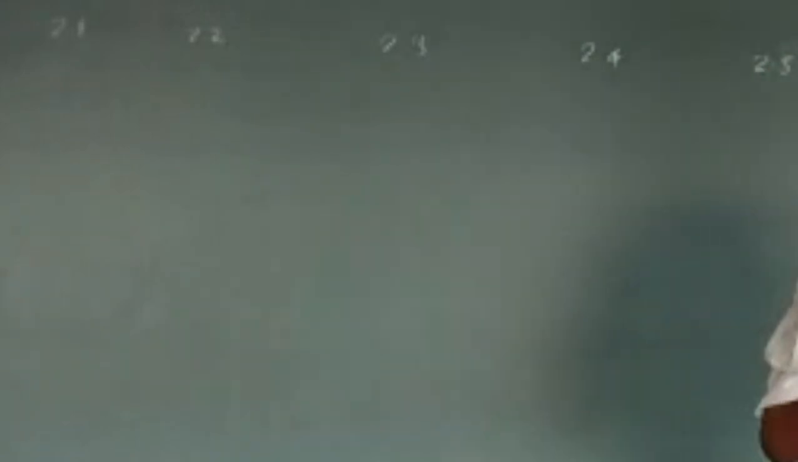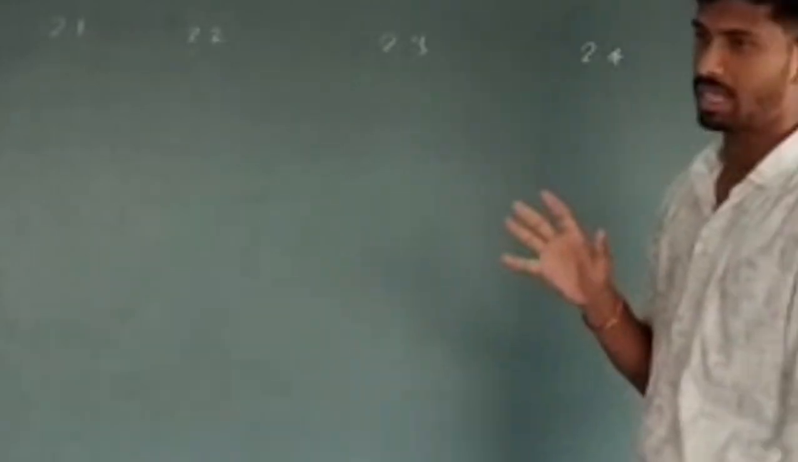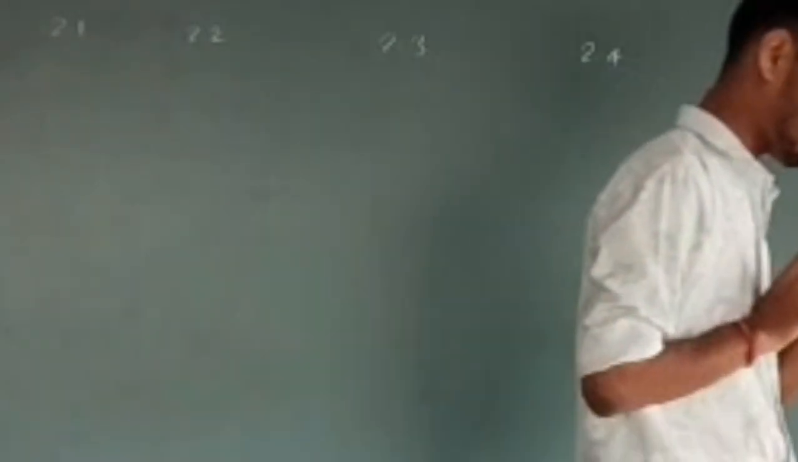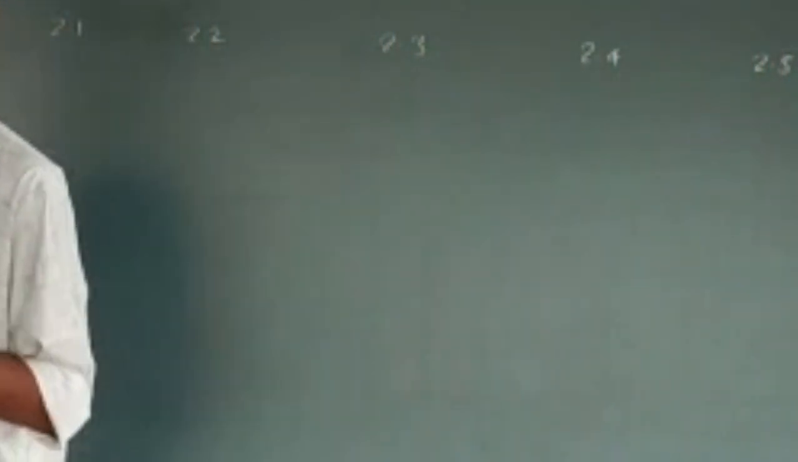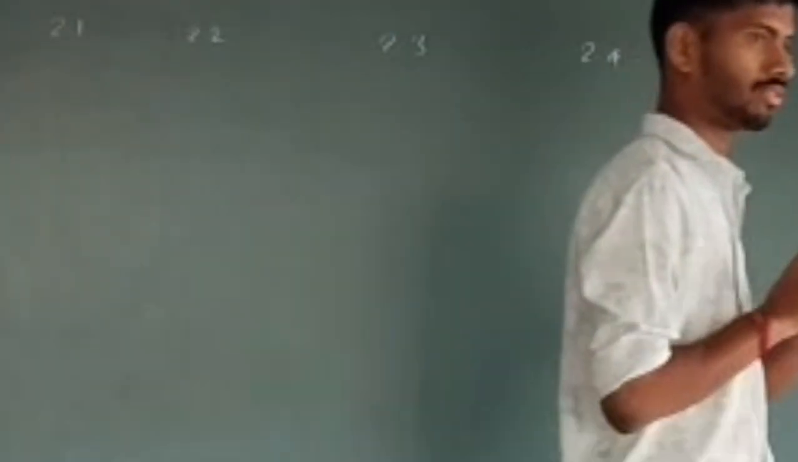Okay. So nothing but how to multiply the fractions and how to divide the fractions. And how to multiply the decimals and how to divide the decimals. Clear? What are the 2 operations you are going to learn? Multiplication and division. That is multiplication of fractions and division of fractions, multiplication of decimals and division of decimals.